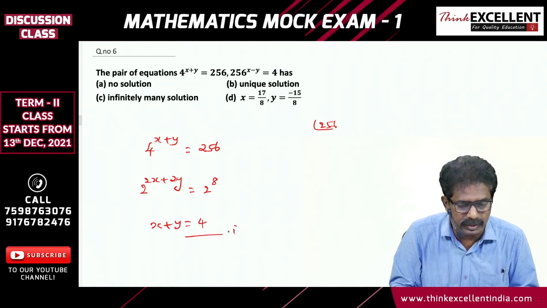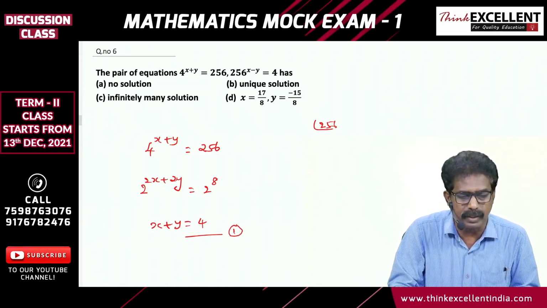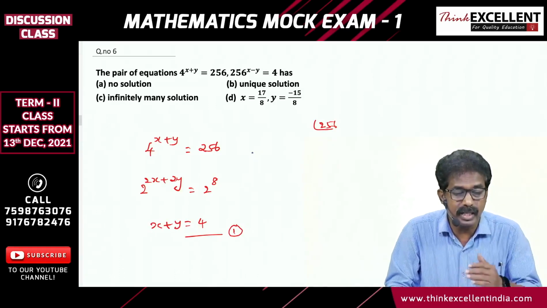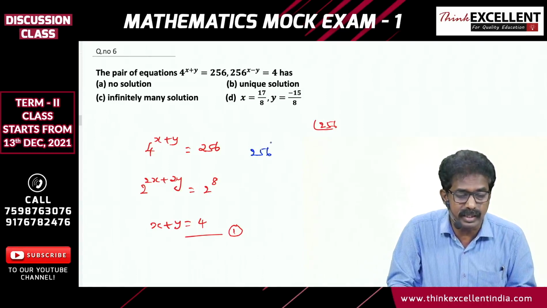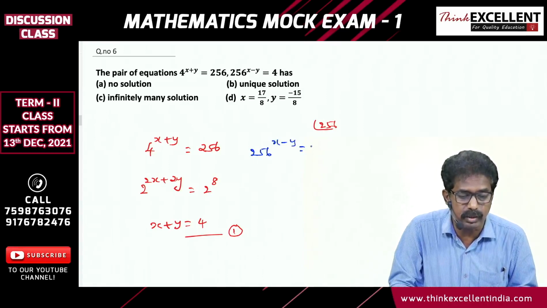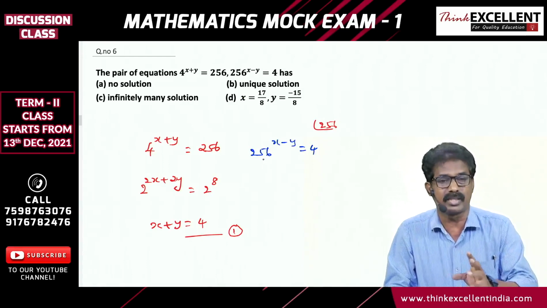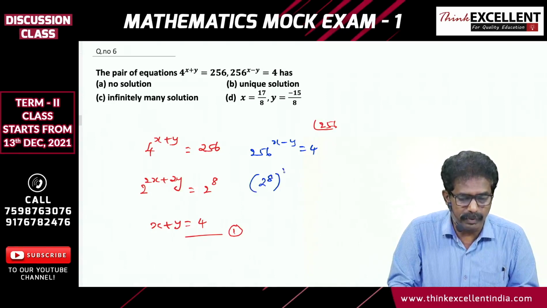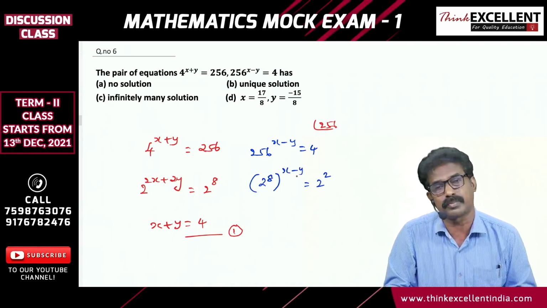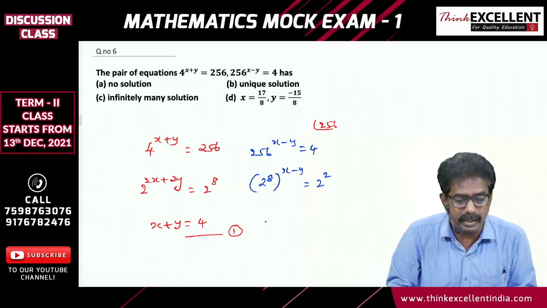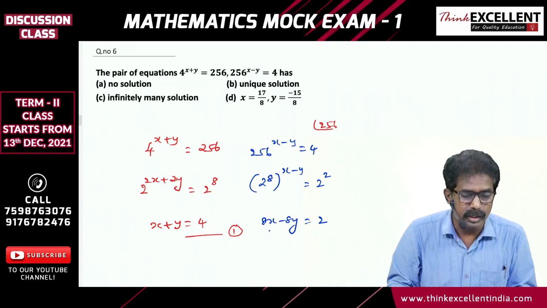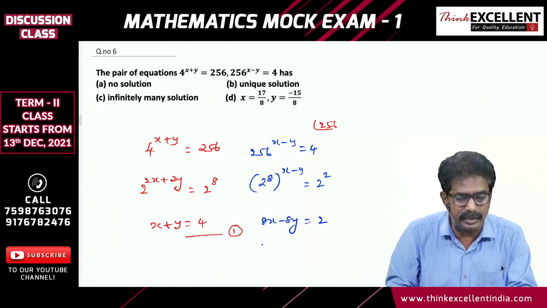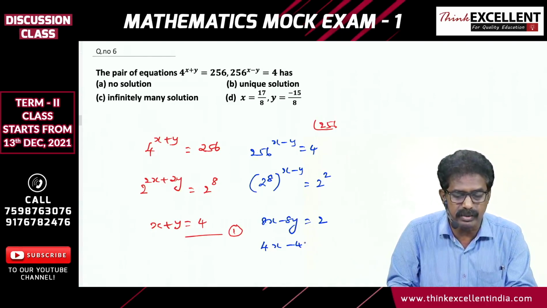That is one equation. Now see the next equation. 256 raised to x minus y equal to 4. 256, just now we saw, is 2 raised to 8, right? 2 raised to 8, the whole power x minus y, equal to 4. 4 can be written as 2 square. Power you multiply: 8x minus 8y equal to, here the power is 2. Divide by 2, you are getting the second equation, that is 4x minus 4y equal to 1.